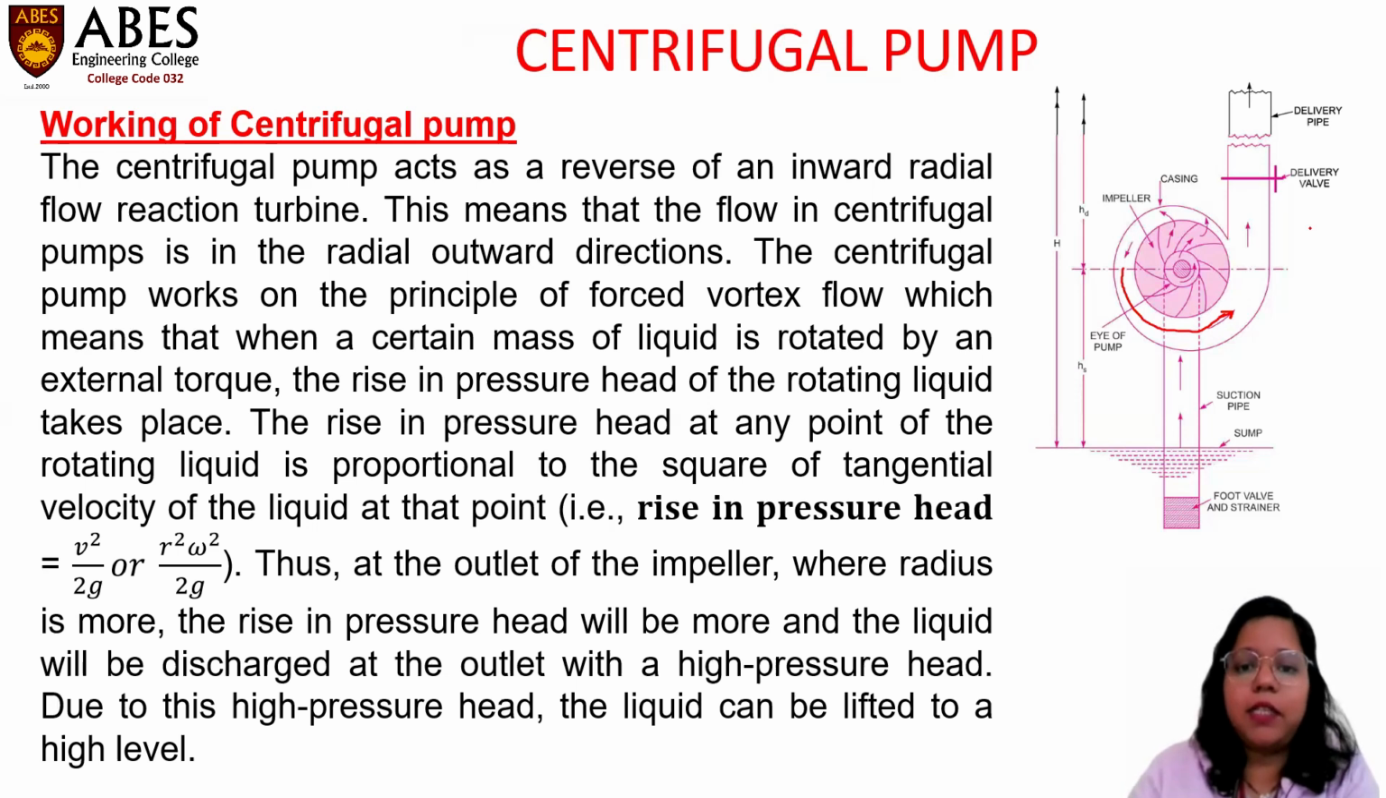So, the rise in pressure head at any point of the rotating liquid is proportional to the square of tangential velocity of the liquid at that point. That means the rise in pressure head is equal to V square by 2g. Thus, at the outlet of impeller, where radius is more, the rise in pressure head will be more, and the liquid will be discharged at the outlet with a high pressure head.